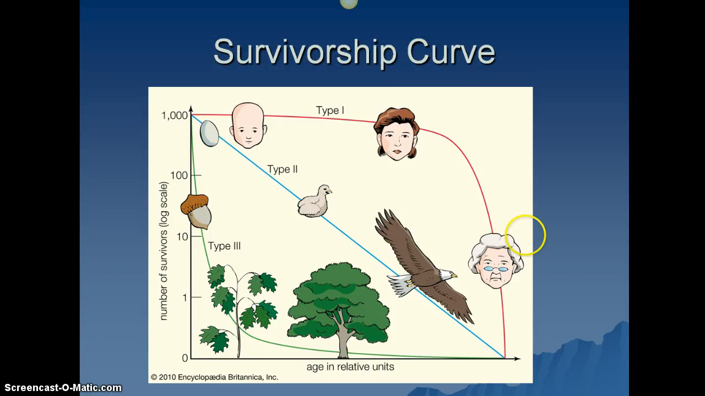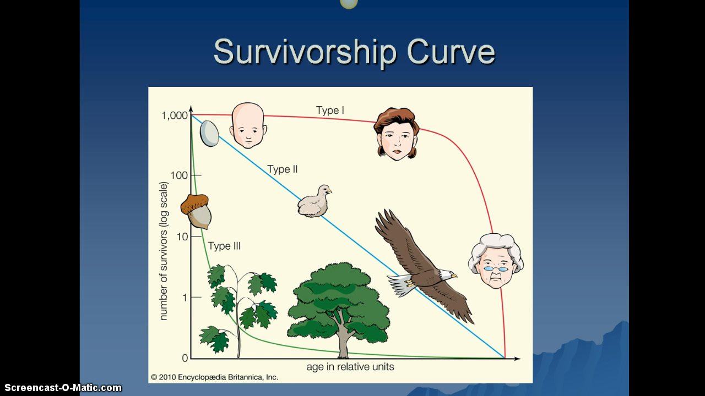Survivorship curves, we have type 1, type 2, and type 3. So type 1 is when, and you'll need to write this in, type 1 is when you're born, you have a really good chance of survival, and you survive to old age. So you can see in this example here, we have the humans as an example. Elephants are also an example. So the individual here is born. They have a great chance of survival. They make it to old age.